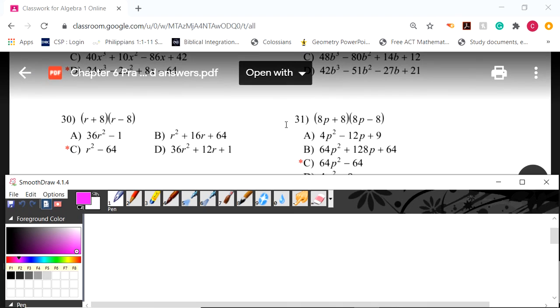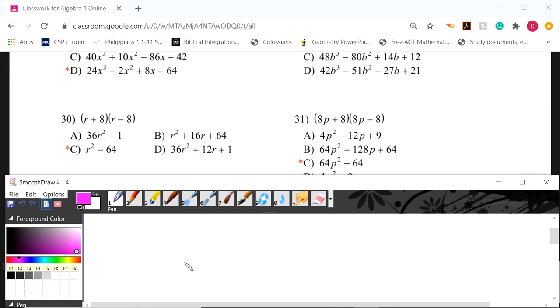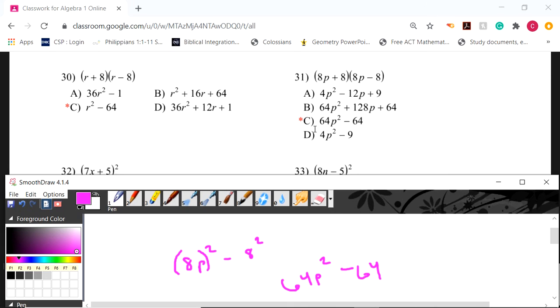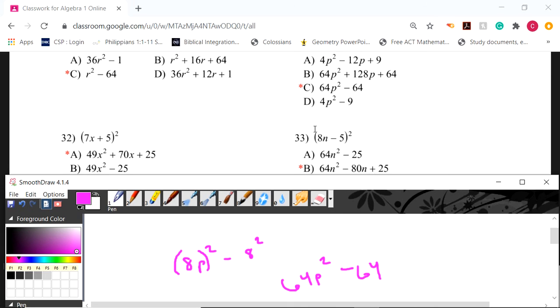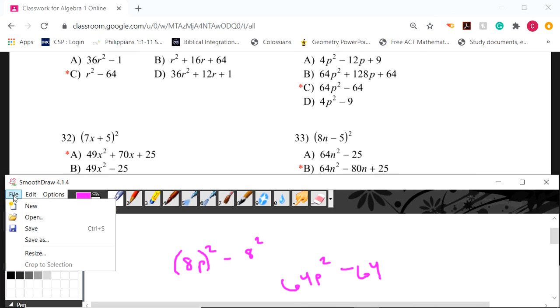Here's another conjugate. It's a difference of 2 squares, so 8p squared minus 8 squared. 8p squared is 64p squared minus 64. Please learn the difference of 2 squares. They're super important for calculus and other stuff.